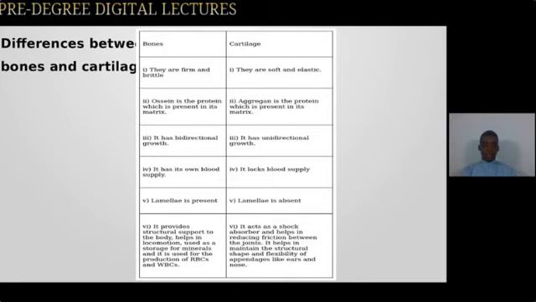There are some differences between bones and cartilages which are here for you to study. So you can see bones are firm and brittle. Cartilage is soft and elastic. Bones have blood supply, but cartilage doesn't, and so on. So I will advise you to study and know the difference.